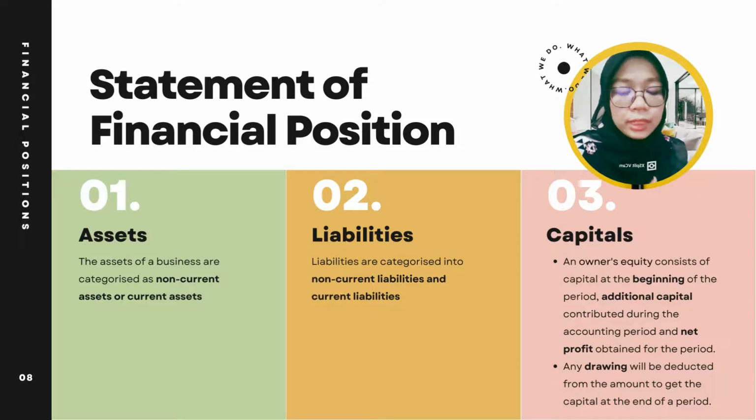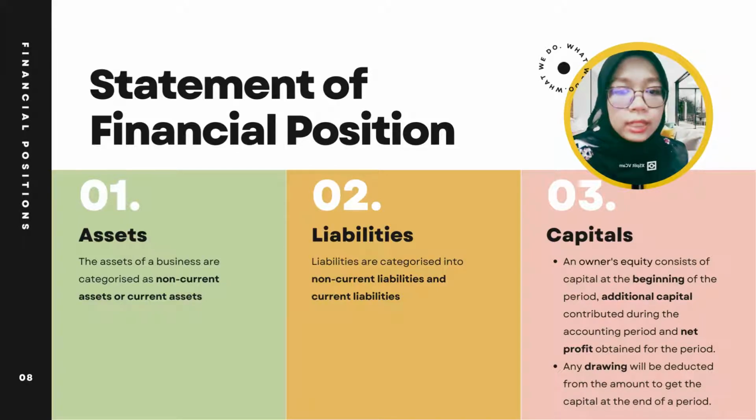Liabilities can be categorized into non-current liabilities and also current liabilities. The same goes for the assets. Non-current liabilities are the long-term liabilities, for example, long-term loans and other loans that are long term, more than a year. Current liabilities are, for example, account payable and bank overdraft, which can be considered as current liability, or short term loans.